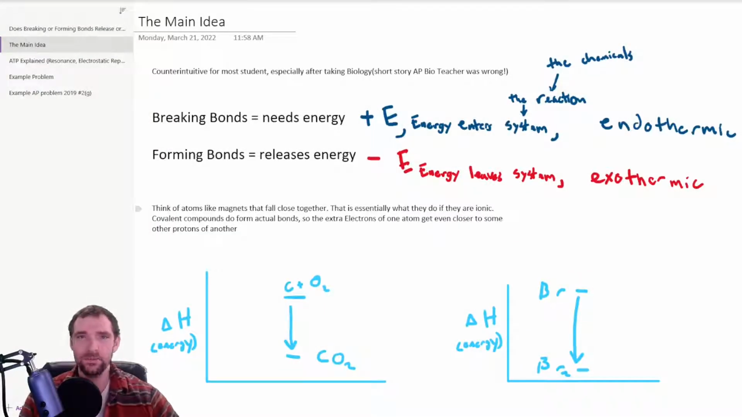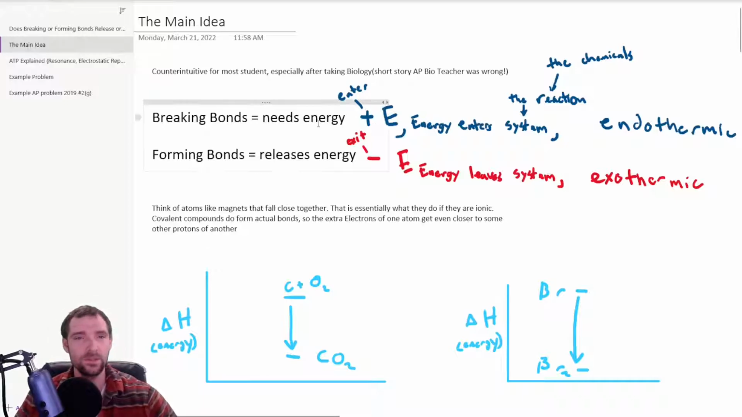So the main idea when we're talking about bonds is that when you break a bond, that needs energy, so energy is going to come into the system. And remember, plus signs show something coming into the system. That's really important for chemistry, that this means to enter. And the minus sign is to exit, like energy is exiting the system. So when you break a bond, energy needs to enter the system, and when you form a bond, energy is released.